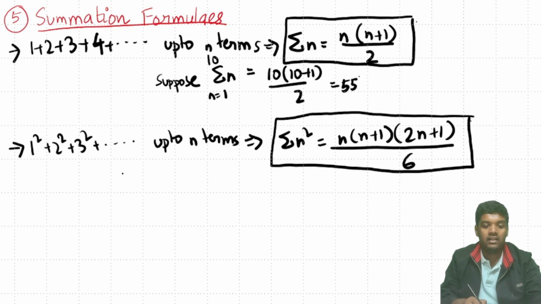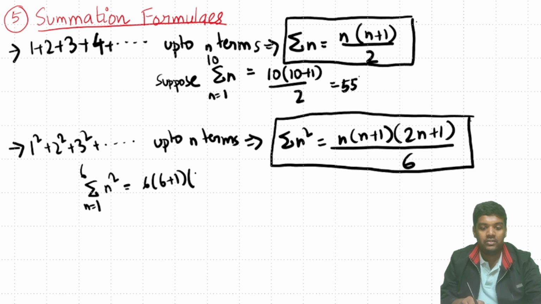Right? Say we want to find the sum of first 6 natural numbers square. So summation n square, where n runs from 1 to 6, equals to 6 into 6 plus 1 into 12 plus 1 divided by 6. This equals to 7 into 13, which is 91.